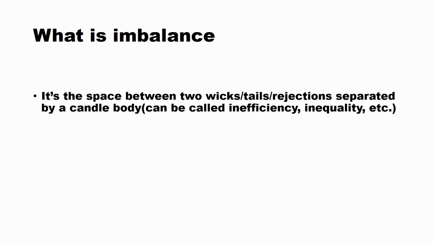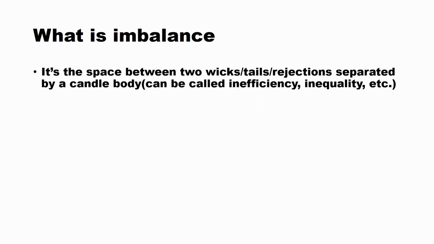So what is imbalance? In simple terms, this is the space between two wicks or tails, which you guys call rejections, that is separated by a candlestick body, a full candlestick body. Sometimes people call this inequality, inefficiency. I've even seen some people call them fair value gap, something like that, right? But all in all, this is what we call imbalance. It means that that area is not tested, right?